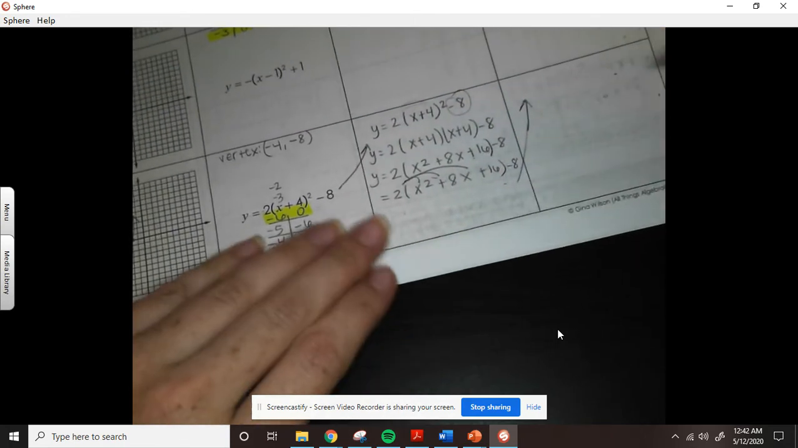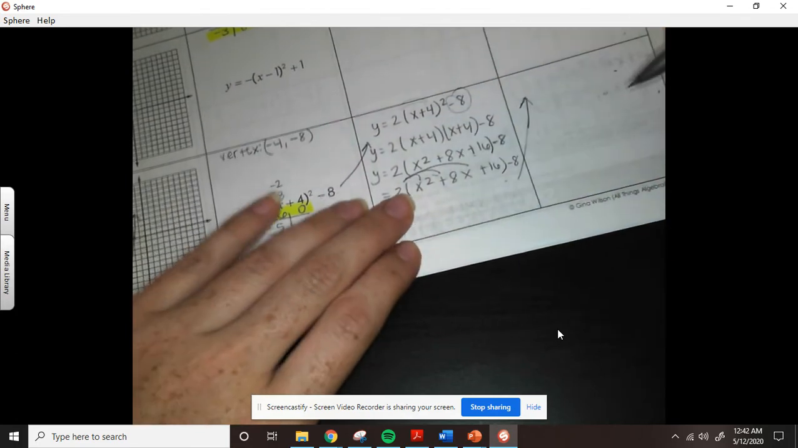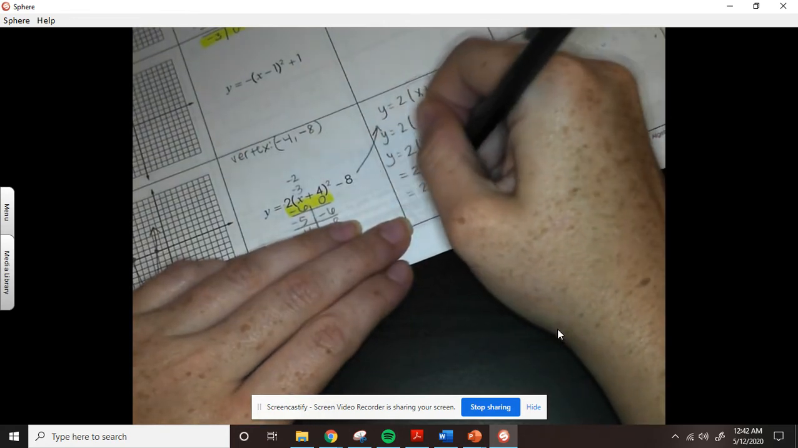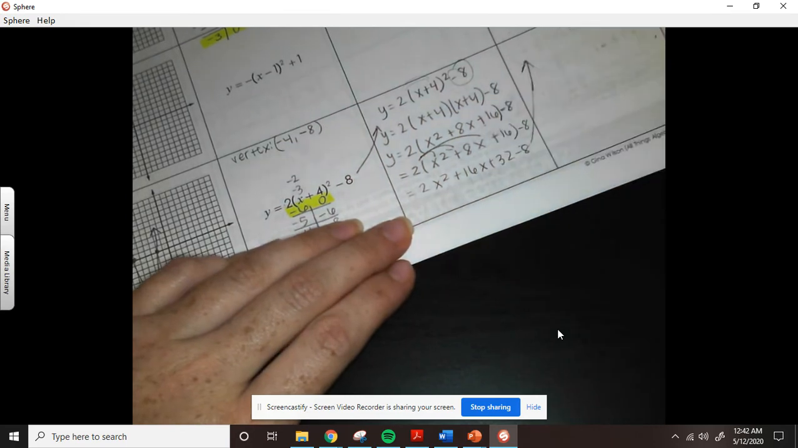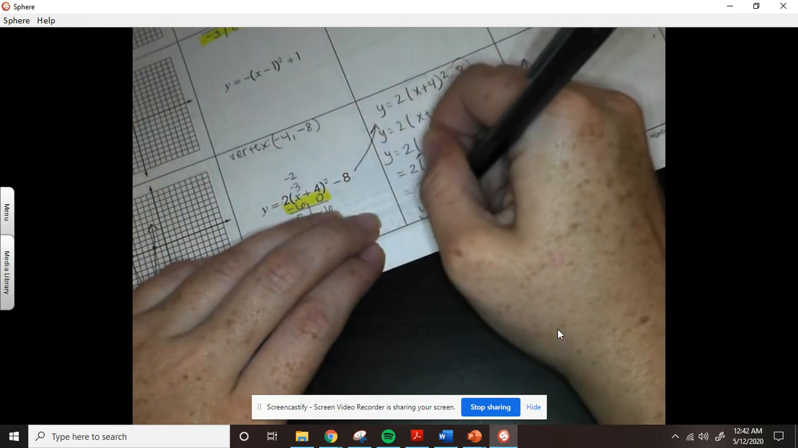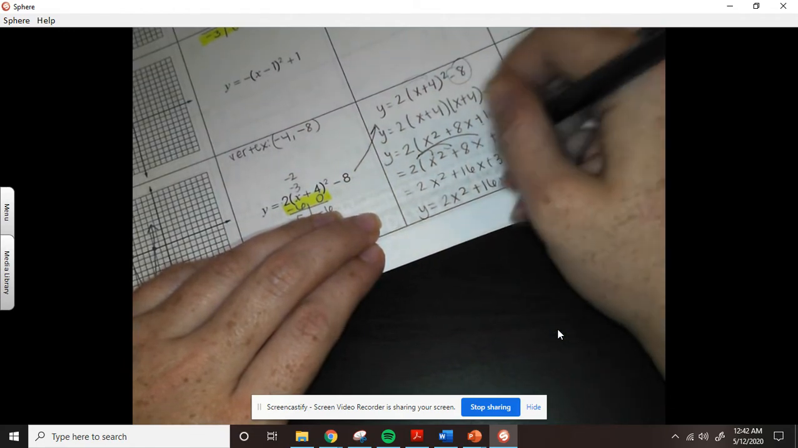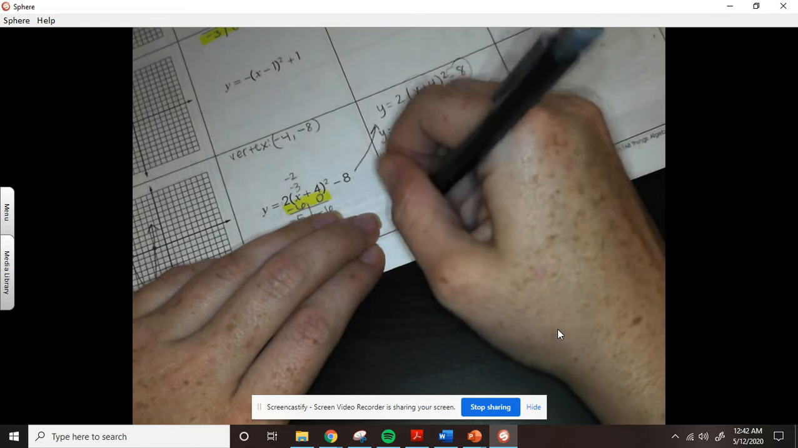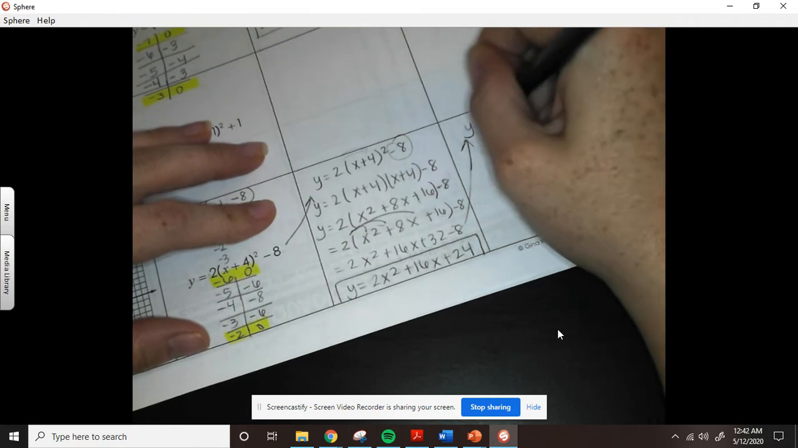So let's do this correctly. This minus 8 has to stay on the outside until we distribute that 2. So that's what it should look like. And our final answer should be 2x squared plus 16x and then plus 32 minus 8, which is 24. That looks much better.